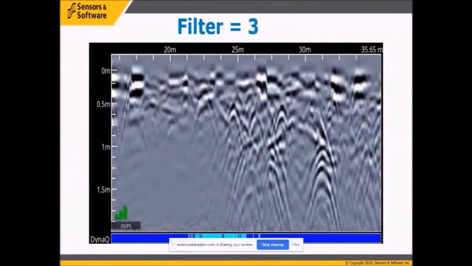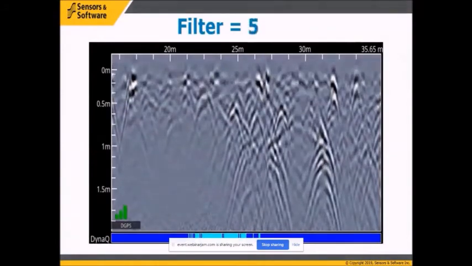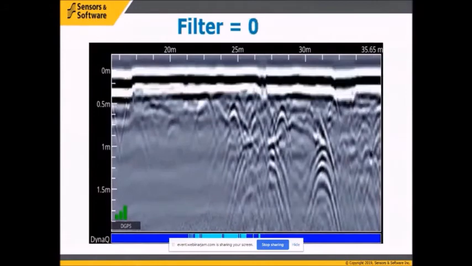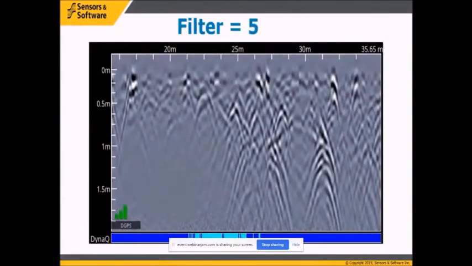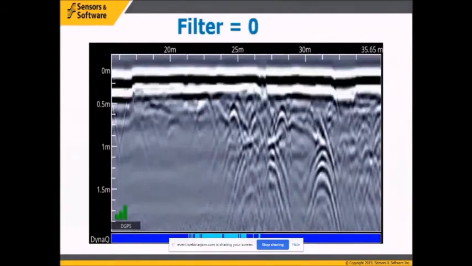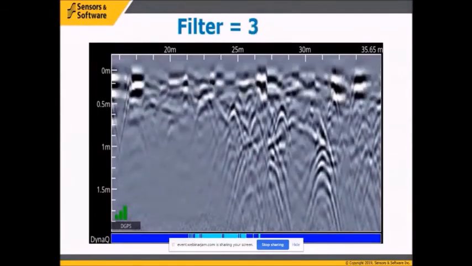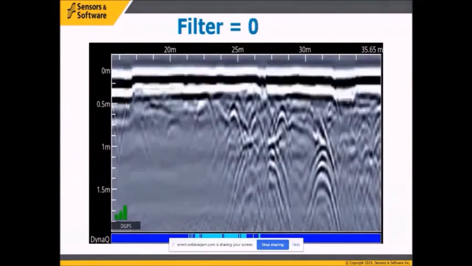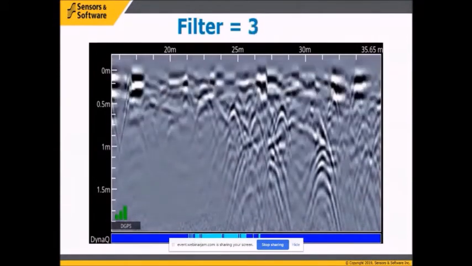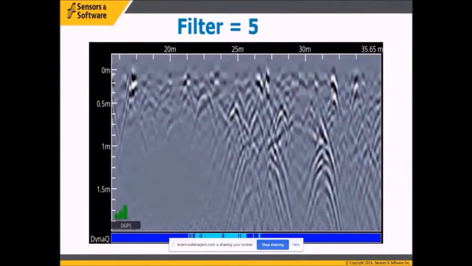Okay, in this example, I'm showing a multi-level filter going from 0, which is no filter, to 5, which is the strongest filter. What you see is the higher the filter value, the more flat-lying reflectors it removes from the data. This helps emphasize a few hyperbolas that are masked by the flat-lying reflectors.